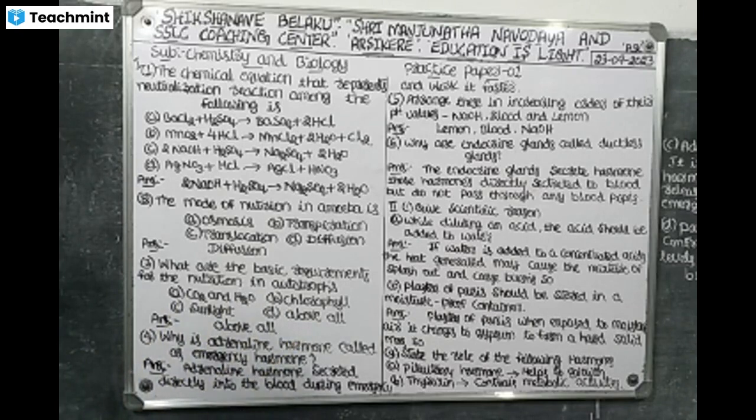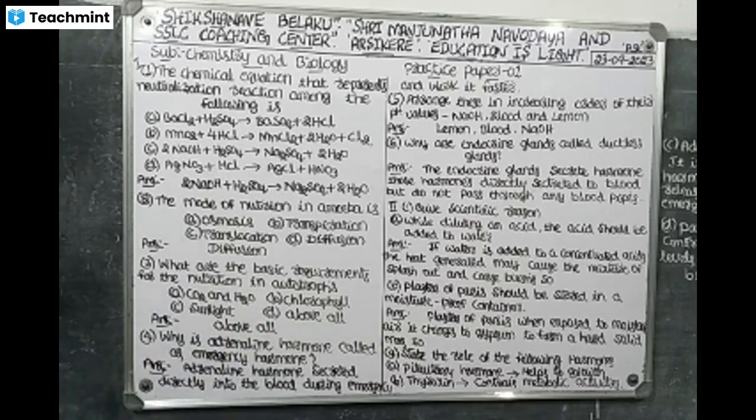Above all, the autotrophs require first chlorophyll, next sunlight, next carbon dioxide, and water from the roots. They prepare their own food. They are the raw materials. So option D is the right answer.